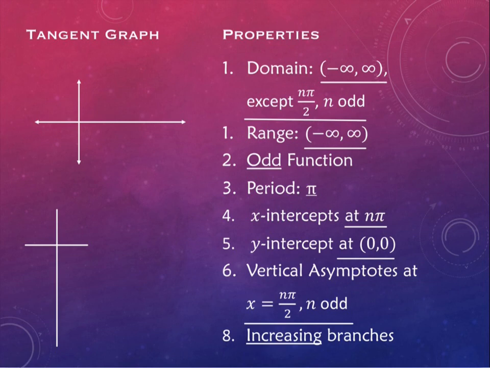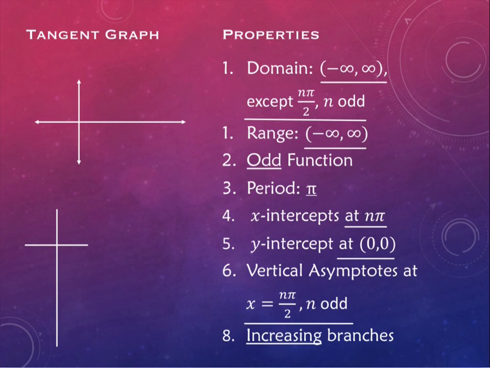The period is different. Period for sine and cosine was 2 pi. Period for tangent and cotangent is actually pi. It's going to have x-intercepts at every whole pi value, right? N pi just means all of my whole pi's, and the negatives as well, so like negative pi and negative 2 pi, those too. It's going to have a y-intercept at 0, 0.